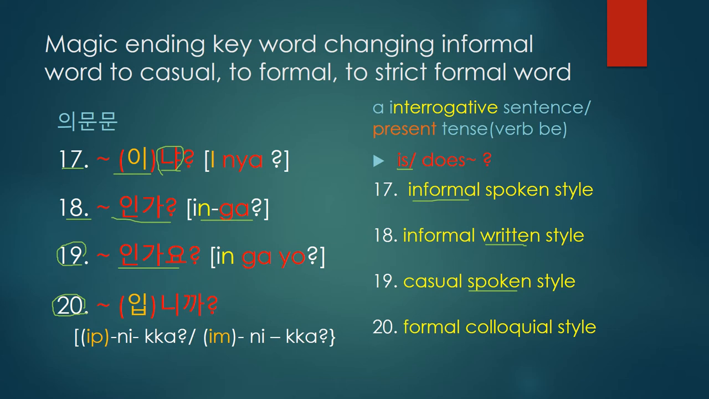20. 뭐뭐입니까? 입니까? Or 뭐뭐니까? You can also use this type. It's a formal, colloquial style. It's very formal. 뭐뭐입니까? Okay. Now I'll show you the example sentence.